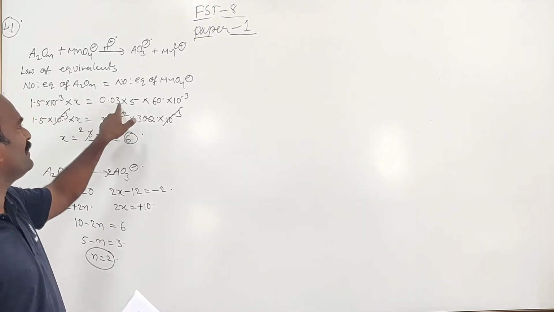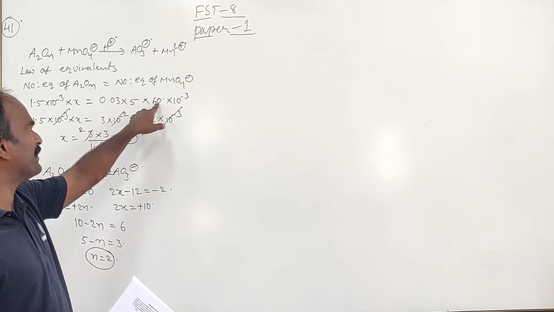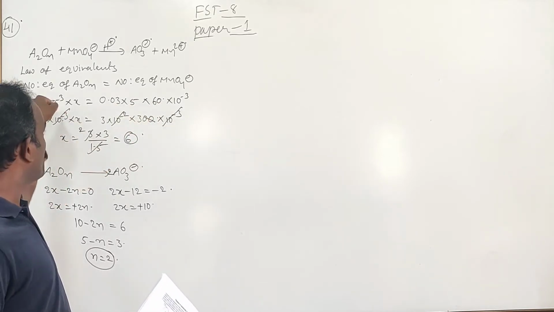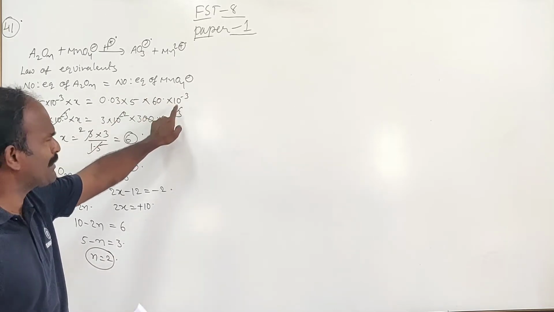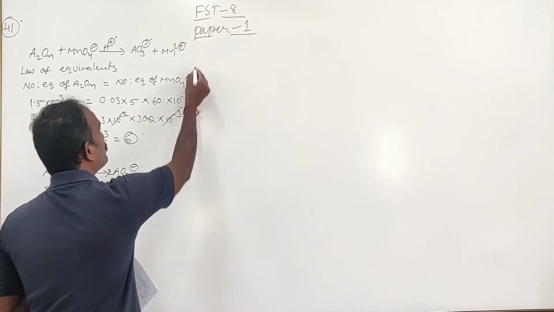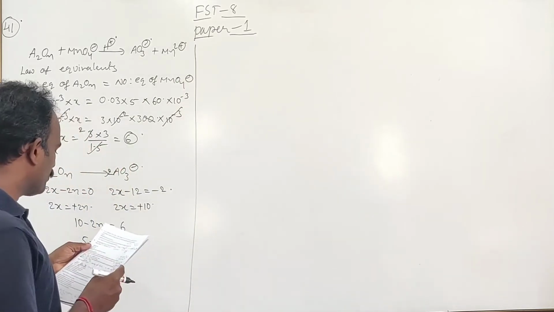What we have done here: 60 ml is given, but here the number of moles is given. Therefore, it becomes number of millimoles. Number of millimoles I have to convert into number of moles by multiplying by 10 power minus 3. So, n equal to 2 is correct.